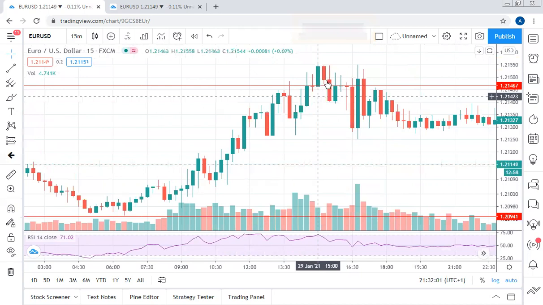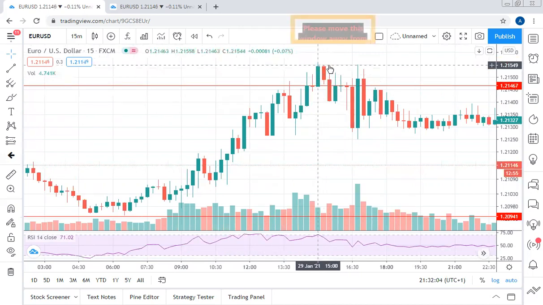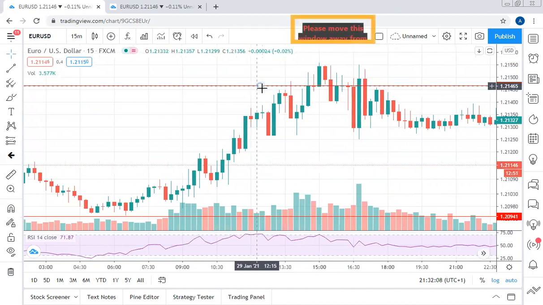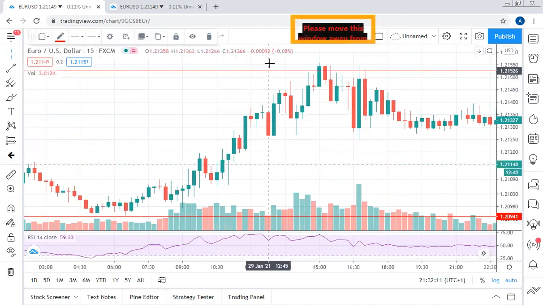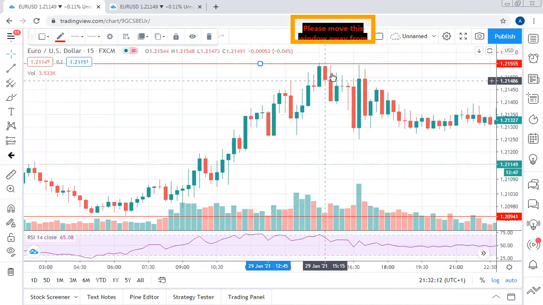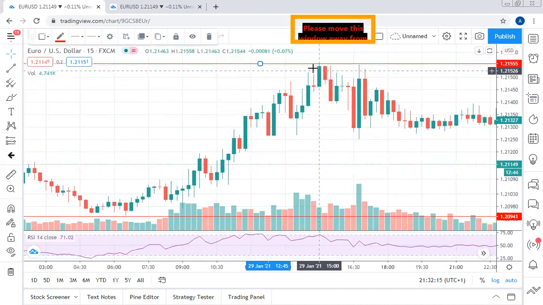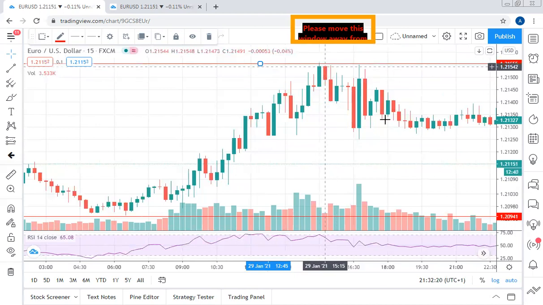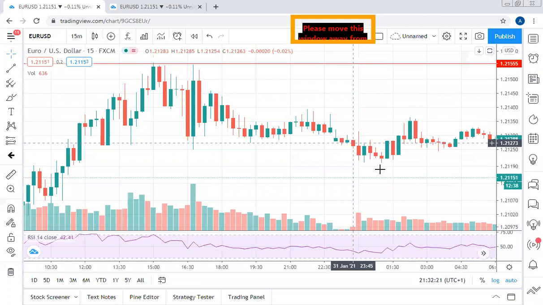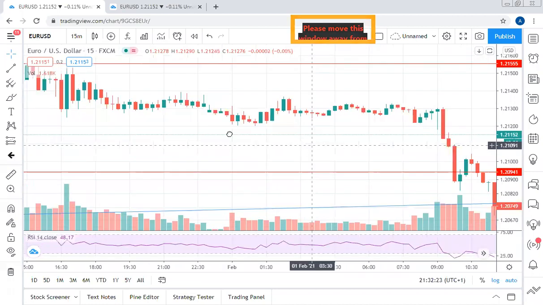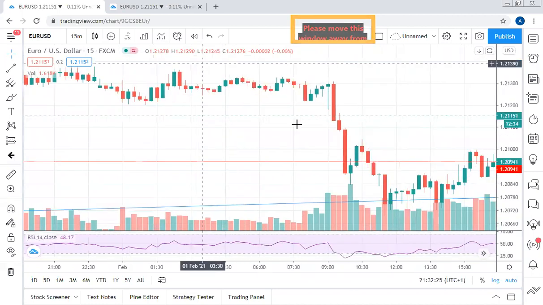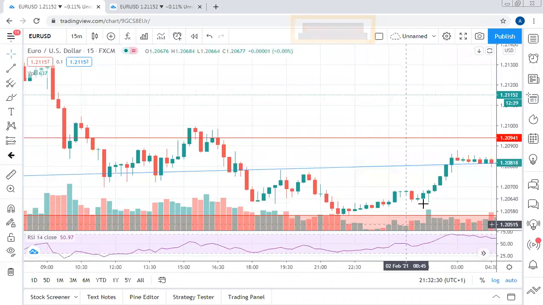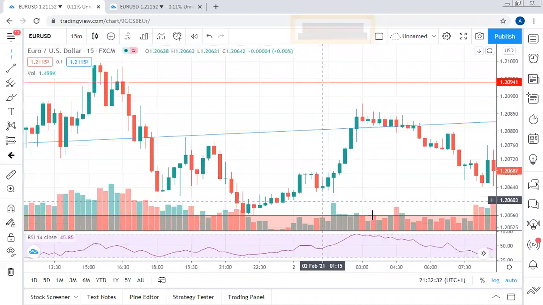Look at this, this is a Harami. It closed at the supply zone. Look, it closed within the body of the previous candle at the supply zone. This is a Harami here, and the market reversed. The market sold for a while. So those are the patterns.